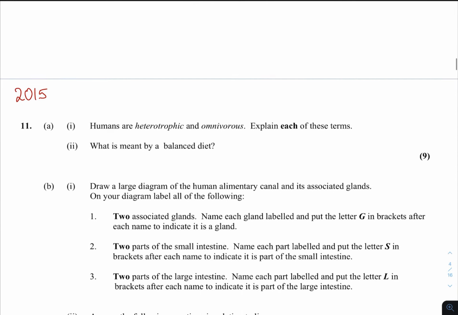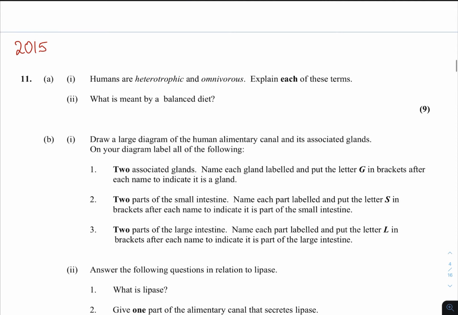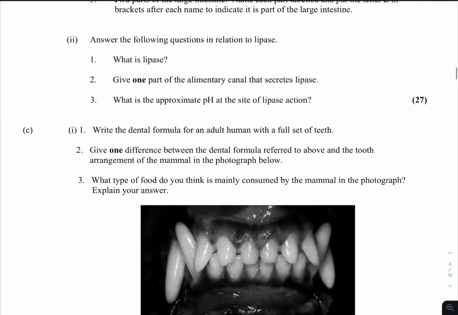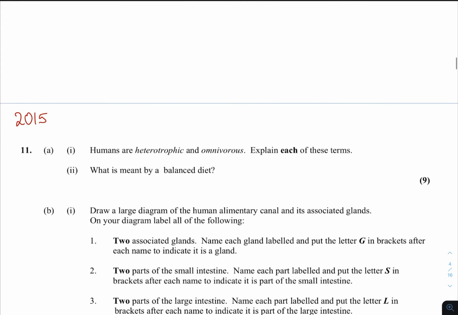Okay, 2015, so long question, full 60-mark question if we're looking at it. It's actually a very tough one. You'll see why in a second. So humans are heterotrophic and omnivorous. Explain each of those. So just going back to your definitions, everybody, and what is meant by a balanced diet.